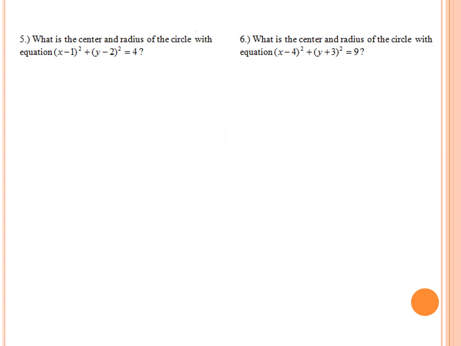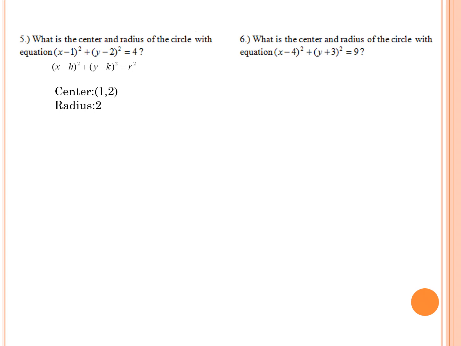Okay, next one, we're taking information out of the equation. So what is the center and what is the radius? I can quickly see that my center is 1, 2, because the x value that was substituted would have been positive 1, the y value would have been positive 2. And then to get the radius, remember you have to take the square root of that number because it was squared. So the square root of 4 is 2.